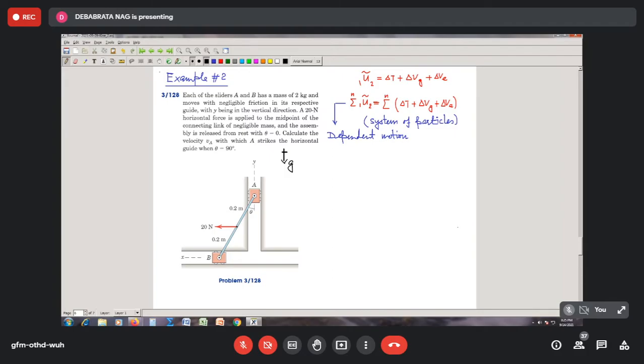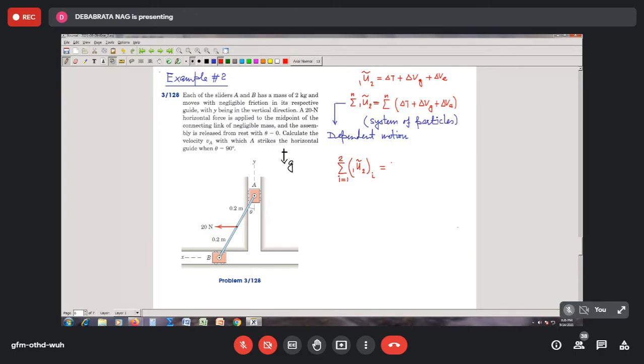So what is our equation now becoming? I can write it this way: summation, sigma, for i equal to 1 to 2, 1 u tilde 2 i. That means all the work done by the active forces other than the force due to gravity and spring.